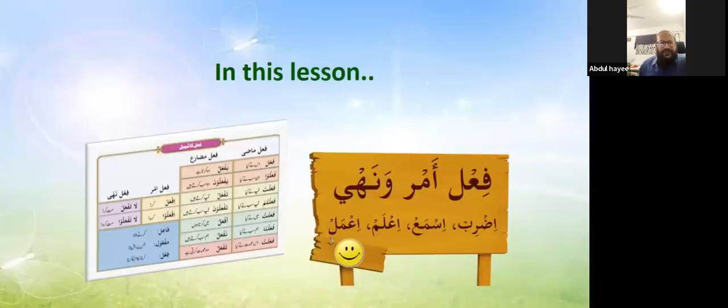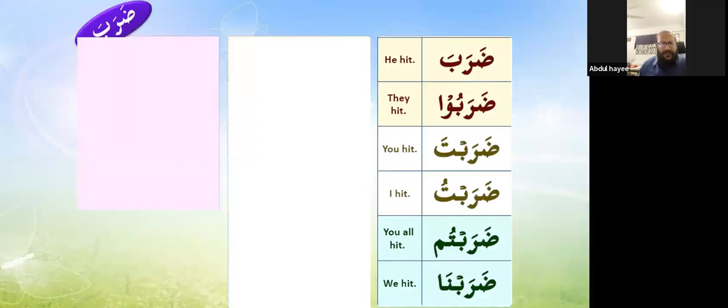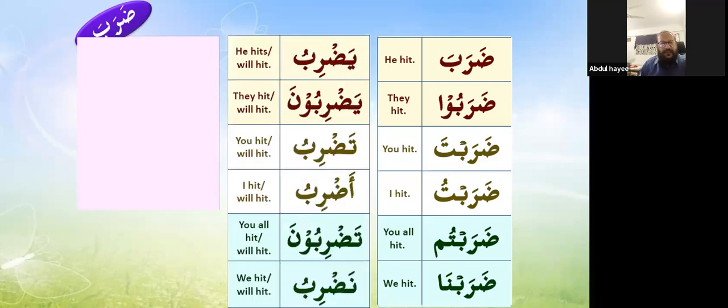Today we will do this third set, meaning Idrib, Isma, Elam, Eman. So let's have the first one, Daraba. The past is Daraba, he hit, Darabu, they hit, Darabta, you hit, Darabtu, I hit, Darabtum, you all hit, Darabna, we hit. What about the Mudari?